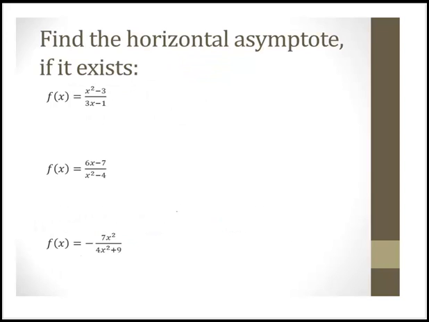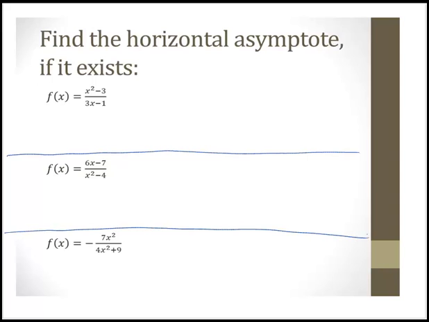All right, so let's see some examples. Find the horizontal asymptote if it exists. So here we have the function f of x is x squared minus 3 over 3x minus 1. Let's look at the degrees. The numerator has degree 2. The denominator has degree 1. Since the degree of the numerator is greater than the degree of the denominator, this graph will have no horizontal asymptote.